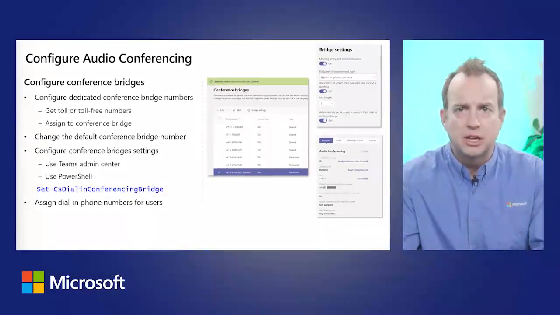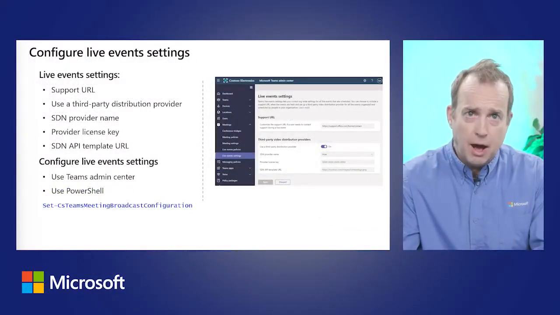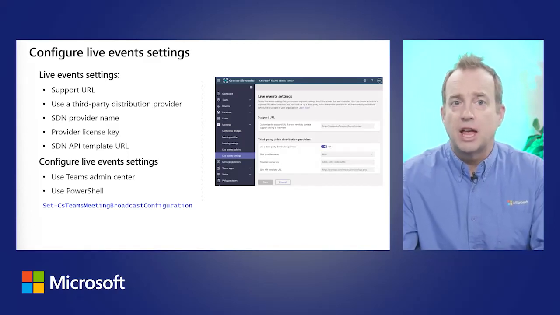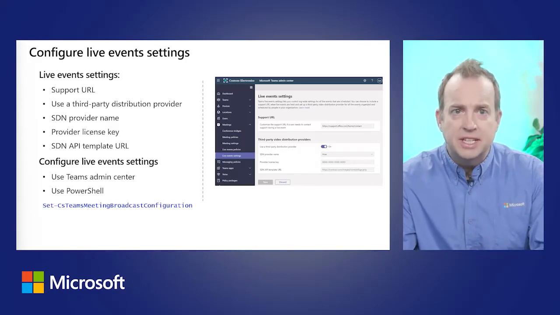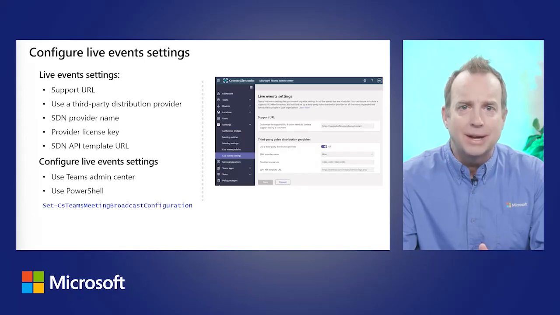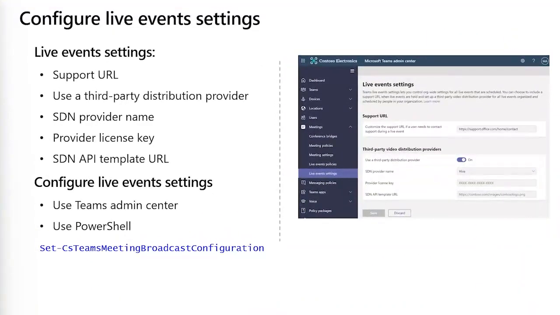For live events, you can configure a support URL, optionally use a third-party distribution provider, in which case you'll need a license key. And we can configure live event settings, you guessed it, from the Teams Admin Center and PowerShell using the commandlet Set-CsTeamsMeetingBroadcastConfiguration. If we're using a third-party video distribution provider, we provide the name, a license key, and the API template URL for that provider. Live events policies, you can allow for scheduling, whether or not transcription is required.